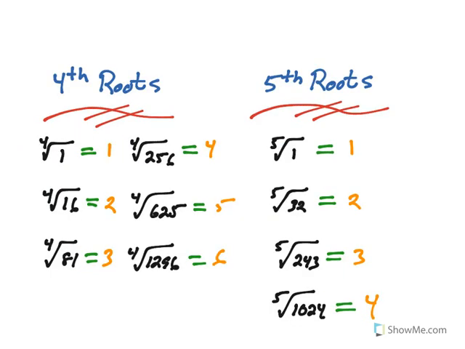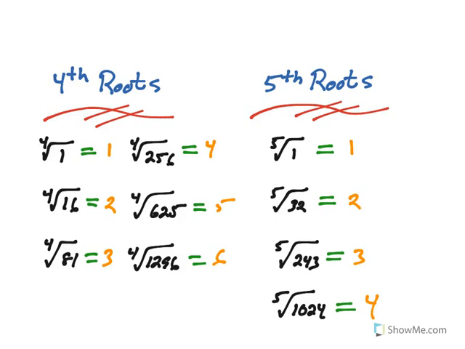Then, of course, this pattern repeats for the next highest root, which is the fourth root. So the fourth root of 1 is 1, because you have 1 times 1 times 1 times 1, 4 times, and you get 1. Same thing with 16. The fourth root of 16 is 2. If you take 2 and multiply it by itself 4 times, you will get 16. The fourth root of 81 is 3. Take 3 times itself 4 times, you'll get 81. So as you can see, this pattern repeats for the fourth root.